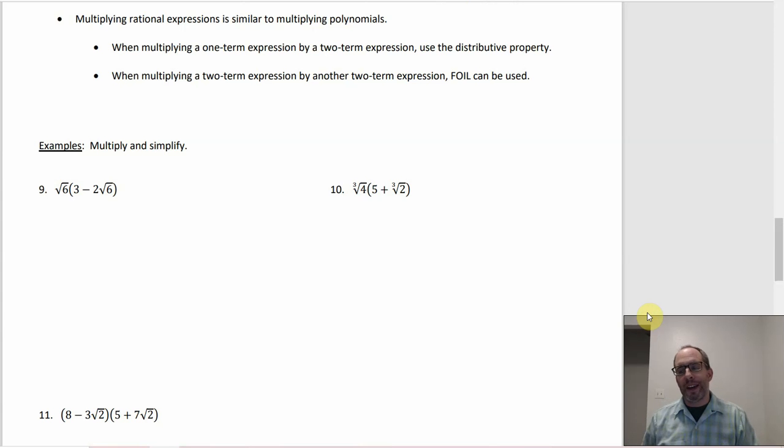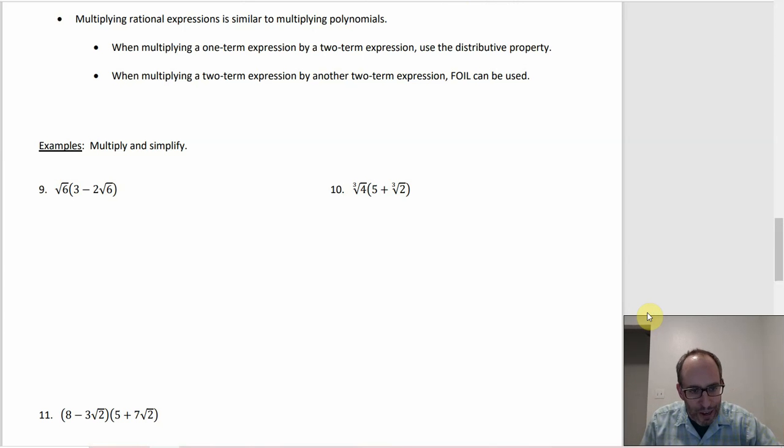You could do it as distributing one of the binomials through the other one and then distributing twice, and you would get there. It's just longer. So because foiling is shorter, we're going to FOIL. All right, but that's in the near future.